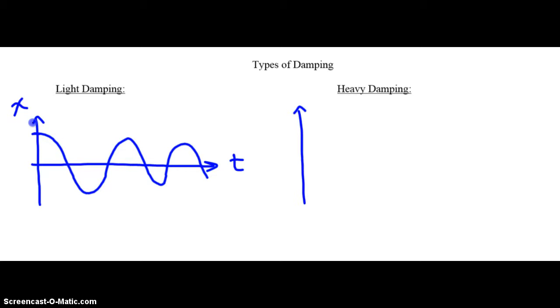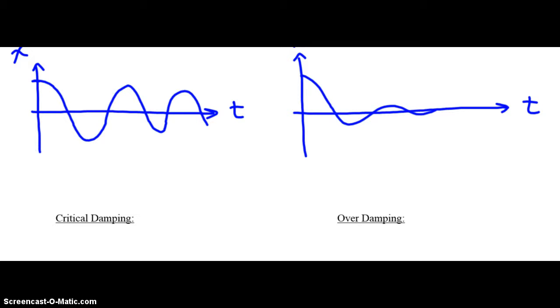Heavy damping is the same basic idea, but much more drastic. So we start out, we go something like this, and after very little time, we have come to the point where the oscillations have totally died off. And then there are others, called critical damping and overdamping.